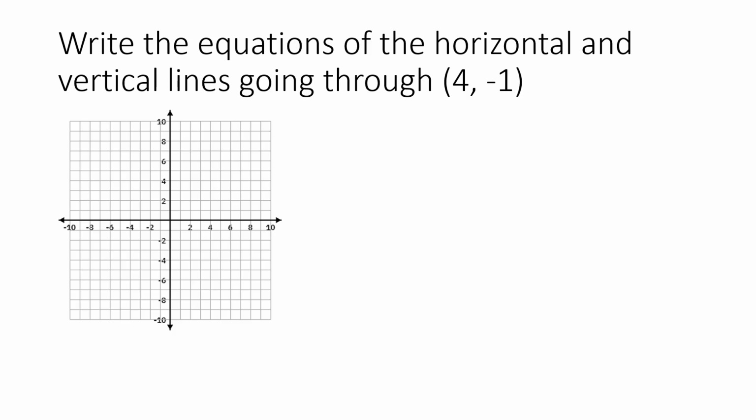So the point (4, -1): your x value is 4, your y value is -1. So we go over to 4 and down -1. We're talking about that location right there. And what we're being asked for is the horizontal line going through that. On the horizontal line, every single y coordinate would be -1. And so the equation for that would be y equals -1.